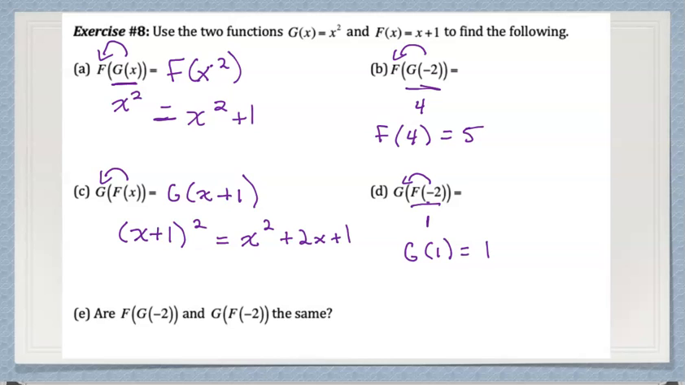Are f of g of negative 2 and g of f of negative 2 the same thing? No, not at all. So the order of the composition matters.